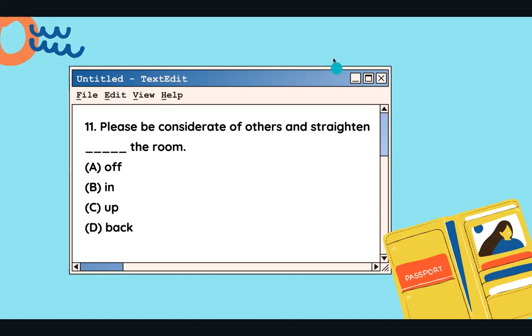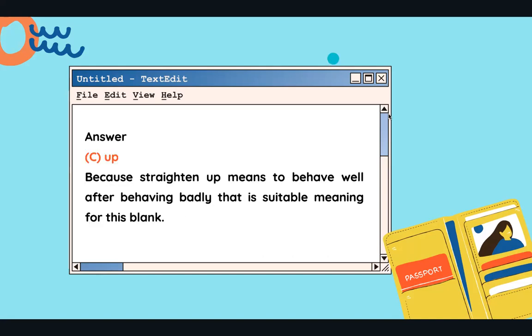Okay, the time is up. Let's see the answer. The answer is C, up, because strengthen up means to behave well after behaving badly, that is a suitable meaning for this blank.